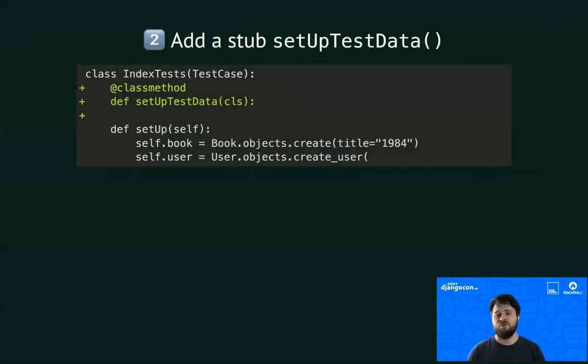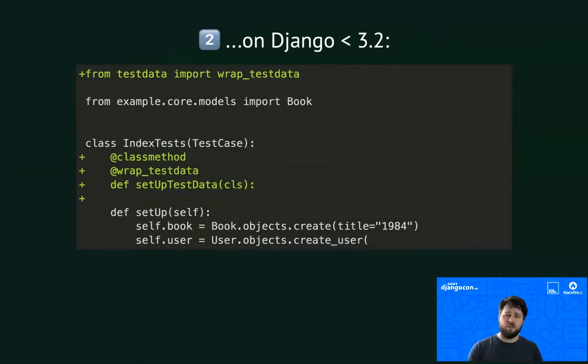The second step is to go and add a stub setUpTestData method to our class. So that involves using the classmethod decorator, writing out this line. If you're converting many test cases, you might have this ready to copy and paste. I've deliberately not added a body to this method yet because we will be moving some stuff into here, so we don't need to have the code in a runnable state right now. If you're on an older version of Django, as we were discussing, you'll need to use wrap_testdata. So that means you'll need to insert the import of wrap_testdata in your module and use it on the setUpTestData method.